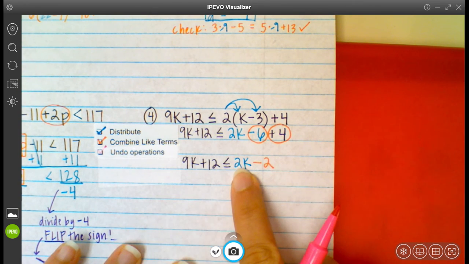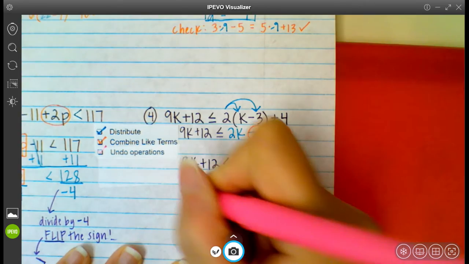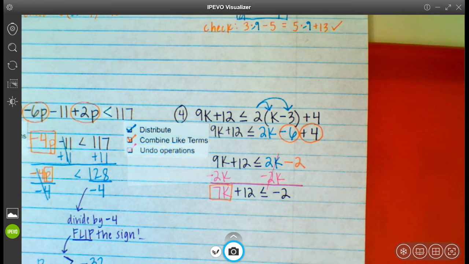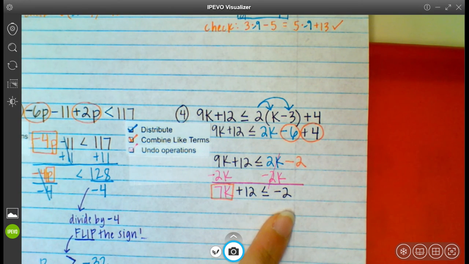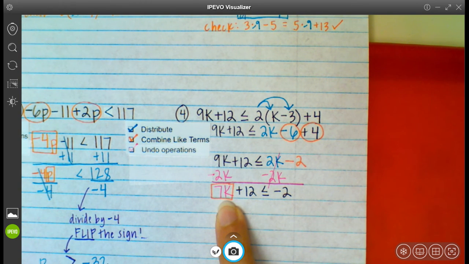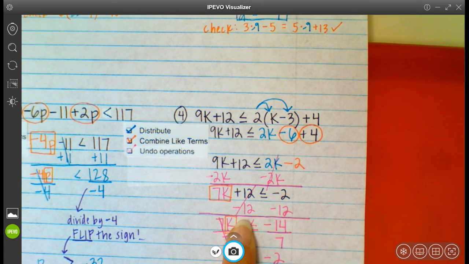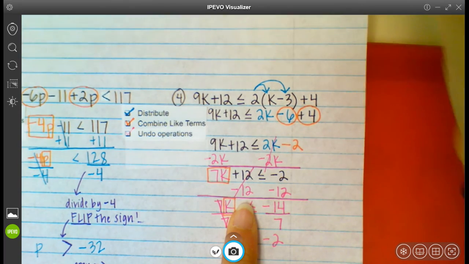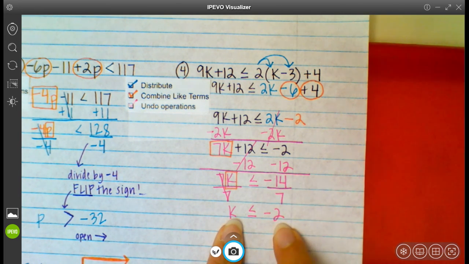So if 2k is positive, to move it, I'm going to subtract 2k from both sides of my equal sign. So once we subtract our 2k, we should get 7k plus 12 is less than or equal to negative 2. And now this is a 2-step equation. So we're going to solve for k, box our 7k, and undo your operations. So we're going to subtract 12 from both sides to help us solve. We are also going to get k by itself by not multiplying but dividing. And once we take negative 14 divided by 7, we get negative 2.